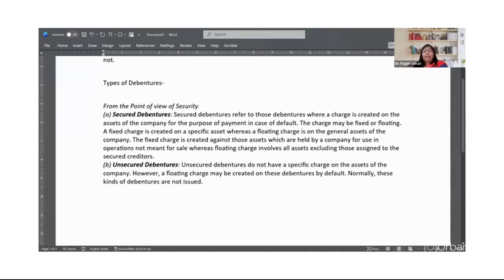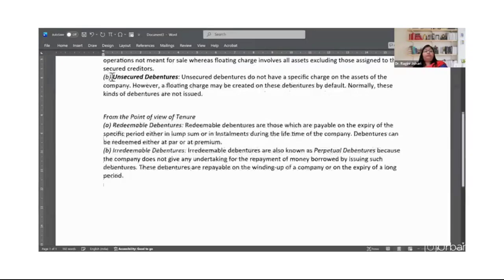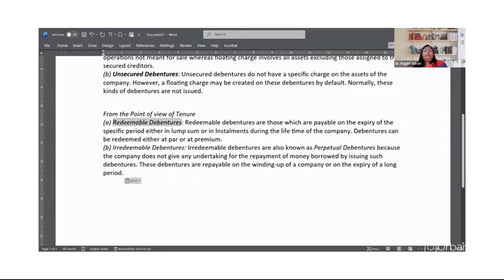Then the second type of debentures can be understood from the point of view of tenure. From this perspective, we again have two types: redeemable debentures and irredeemable debentures. Redeemable basically means returnable. These are debentures which are payable on the expiry of a specific period, either in lump sum or in installments.